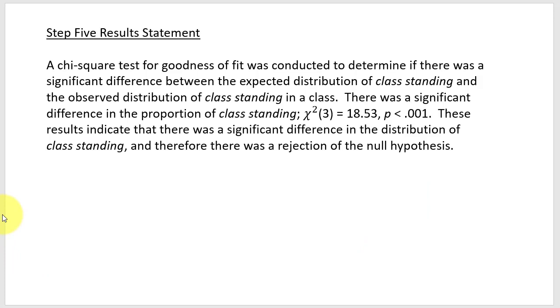A chi-square test for goodness of fit was conducted to determine if there was a significant difference between the expected distribution of class standing and the observed distribution of class standing in a class. There was a significant difference in the proportion of class standing. The chi-square statistic with 3 degrees of freedom is equal to 18.53 with a p-value of less than 0.001. It's so low that we don't even state what it is exactly. We just state that it's less than 0.001. These results indicate that there was a significant difference in the distribution of class standing and therefore a rejection of the null hypothesis.